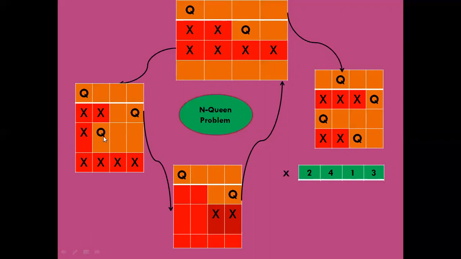Now since the third queen is placed, you need to check for the fourth queen. Can you place it here? No. Can you place it here? No. Can you place it here? No. Can you place it here? No. So the fourth queen cannot be placed. Since the fourth queen cannot be placed, the previous solution is not appropriate.